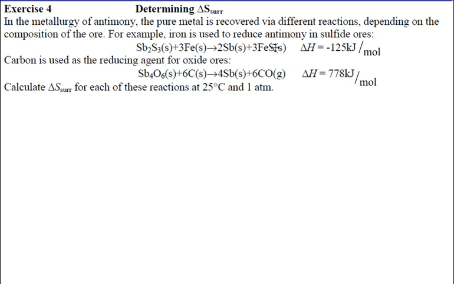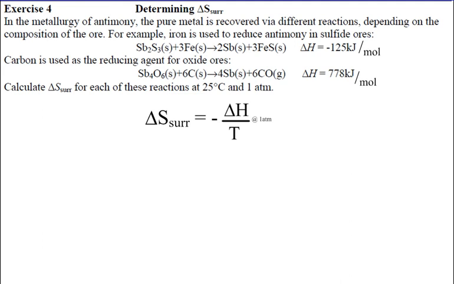So for the first one, as this reaction occurs, we have 125 kilojoules per mole of heat transferred. So our formula again is delta S equals delta H over T. And it's the negative because we're talking about the surroundings. So that heat has to be transferred somewhere, or the entropy has to be transferred somewhere. It's being transferred into the surroundings.